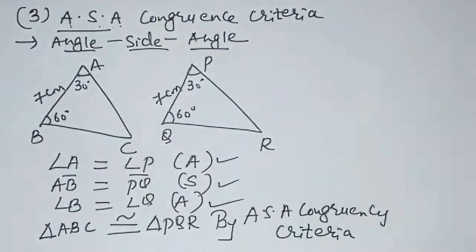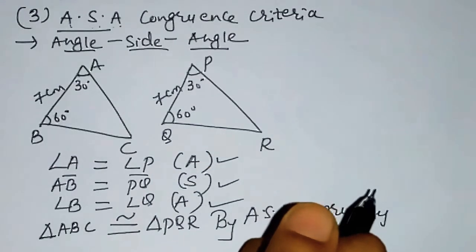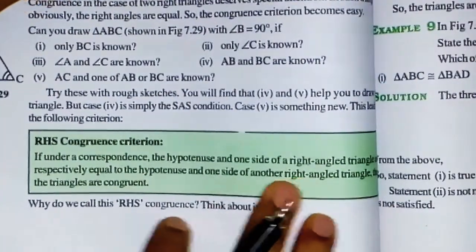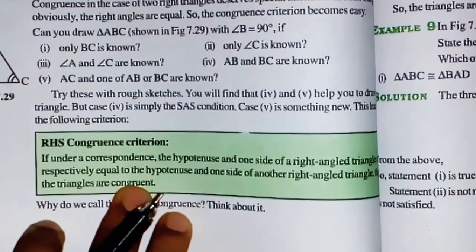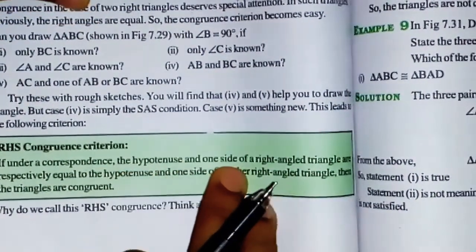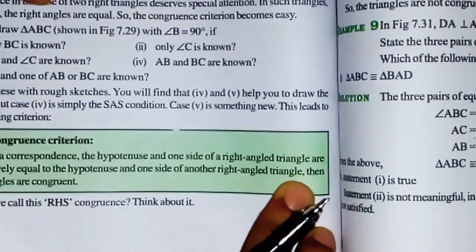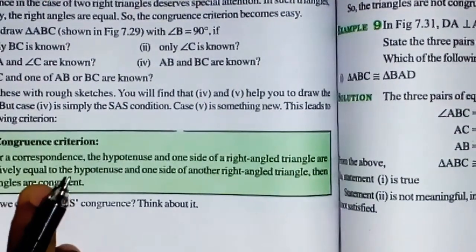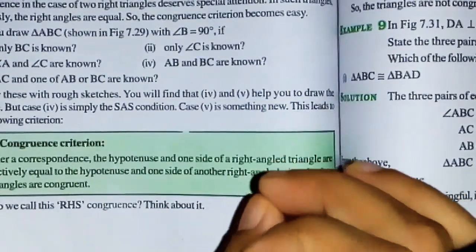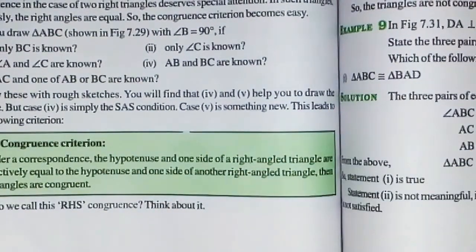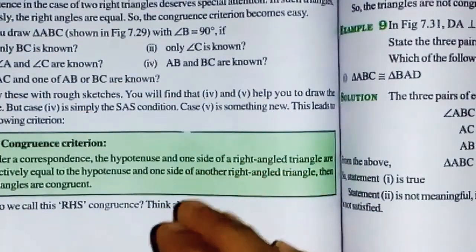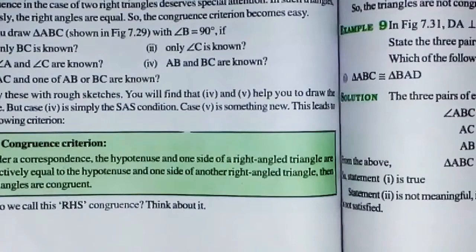Now we will discuss the fourth and the last criteria for congruency of triangles. Now this is the fourth congruency criteria. If under a correspondence the hypotenuse and one side of a right angled triangle are respectively equal. So this criteria is for a 90-degree triangle. One angle should be a right angle. It should be 90 degrees. And hypotenuse means the longest side of the triangle. So the longest side of the triangle is called the hypotenuse.